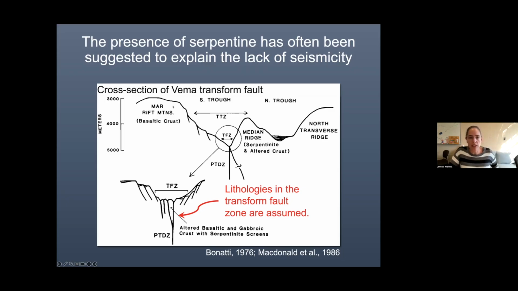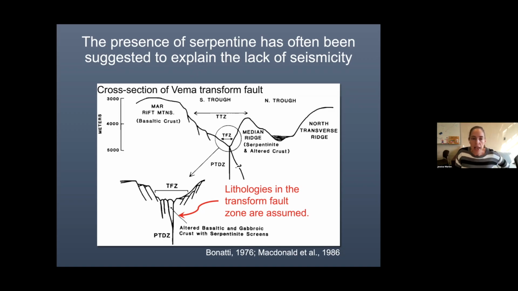This is a cross-section of the Vema transform fault, another one of our equatorial Atlantic faults. They said, okay, here's the transform fault zone, and the argument was that this is mainly composed of basalt and gabbro crust with serpentine screens. But if you look at what had been recovered, the serpentinite was actually coming from the valley wall, and there's no direct observation that we could find of serpentine actually in these fault zones themselves.